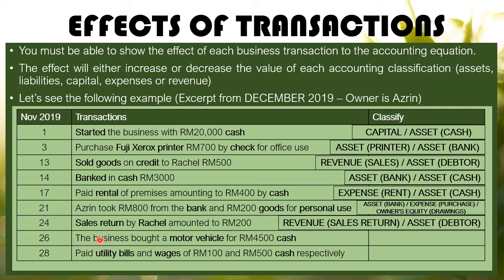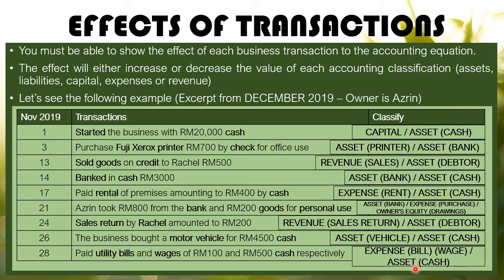Okay, the business bought a motor vehicle for 4,500 cash. So item classification terlibat adalah motor vehicle dengan cash. So asset kita bertambah, vehicle, asset kita berkurang, cash. Kemudian paid utility bills, wages of 100 and 500 cash respectively. So saya bayar bill, expense saya bertambah, cash saya berkurang dalam bentuk asset.